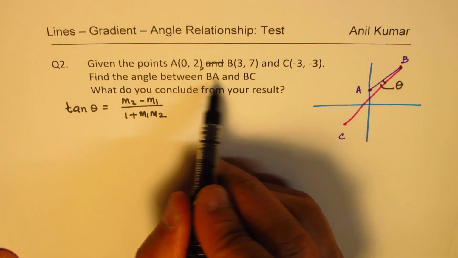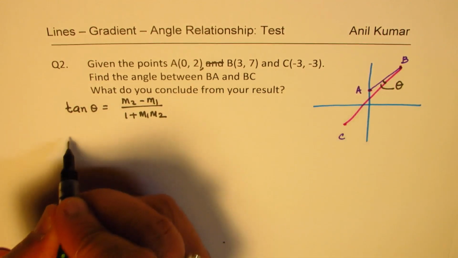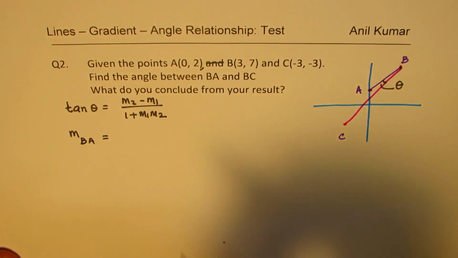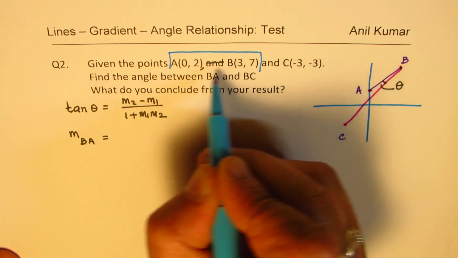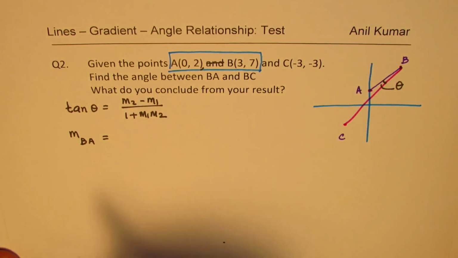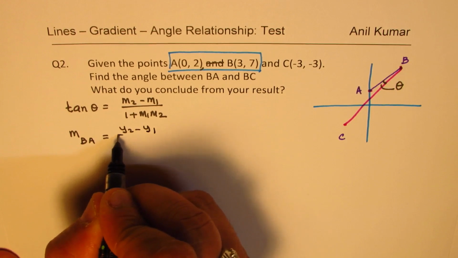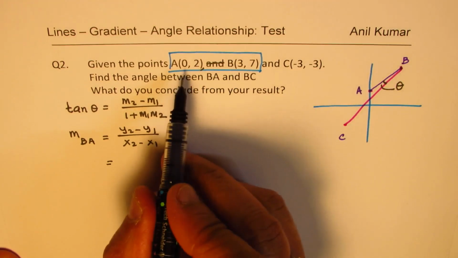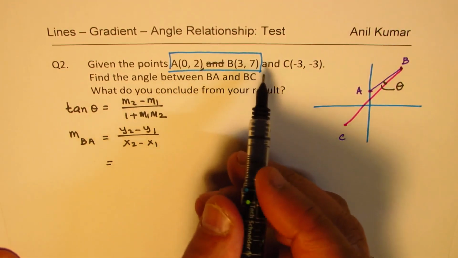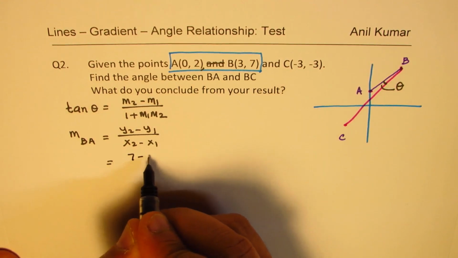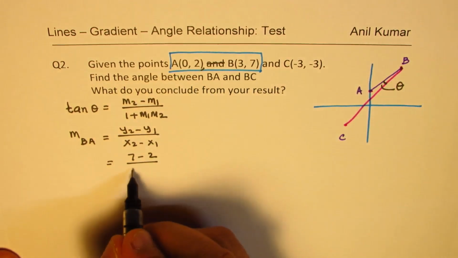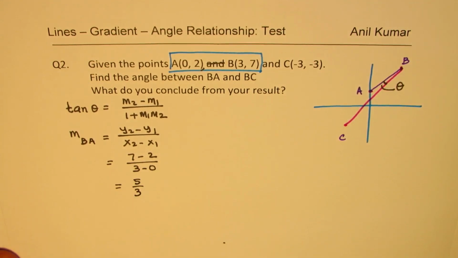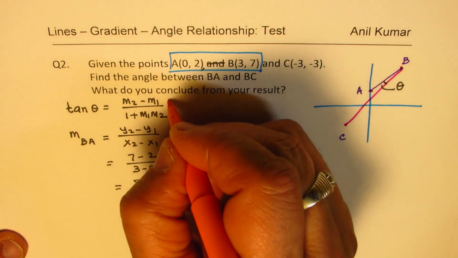So let's find the slope of each of the lines, BA and BC. What is the slope of BA? To consider the slope of BA, we are considering these two points, correct? And slope, you know, is y2 minus y1 over x2 minus x1. So for BA, the order can be changed, we can write 7 minus 2 for the y values difference, 3 minus 0 for the x values. That gives you 7 minus 2 is 5, so 5 over 3. Okay, so we got one slope.